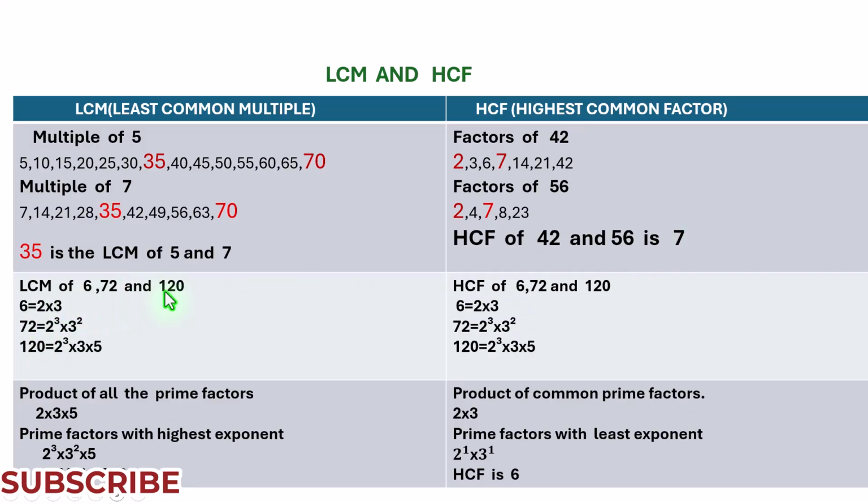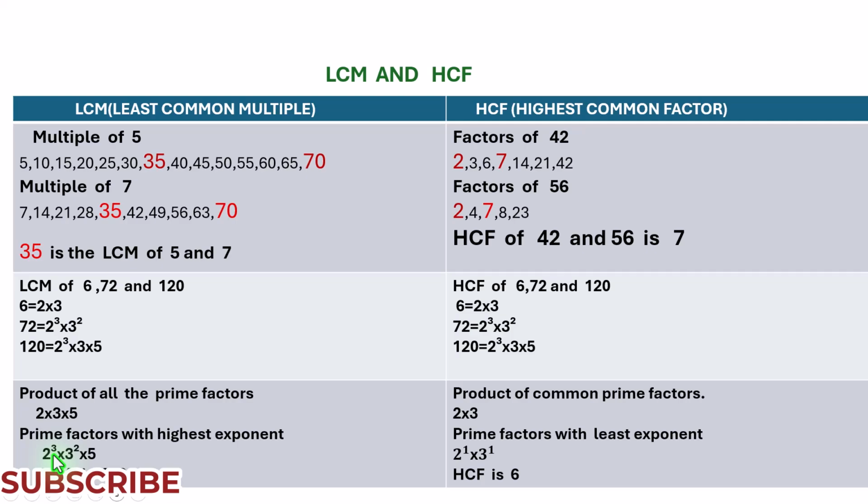Now the least common multiple and highest common factor by the prime factorization method. First, factorize as a product of primes: 6 equals 2 into 3, 72 equals 2 cube into 3 square, 120 equals 2 cube into 3 into 5. This is called the prime factorization method. For LCM, take the product of all the prime factors, 2, 3 and 5, with the highest exponent. 2 raised to 1 is there, and 2 cube is there, so take 2 cube.